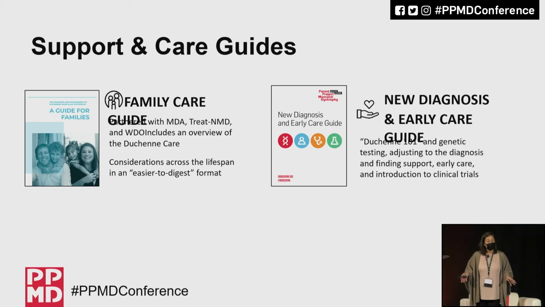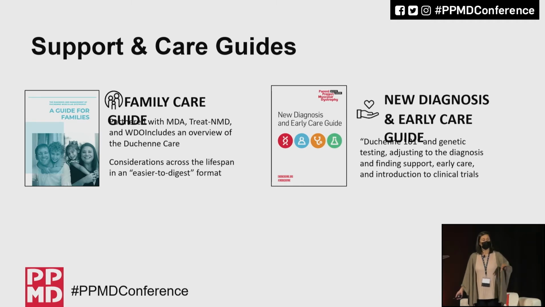Particularly relevant for this group, the new diagnosis and early care guide is probably my favorite resource that we have available, because a lot of the stuff in the family care guide and in those academic care guideline publications goes from A to Z, right? From the time of diagnosis forever. And some of that's just not relevant right now. If you have a 3 or 4 or 5-year-old at home right now, all of that stuff might not be helpful or relevant or necessary, and it might be a little bit overwhelming.